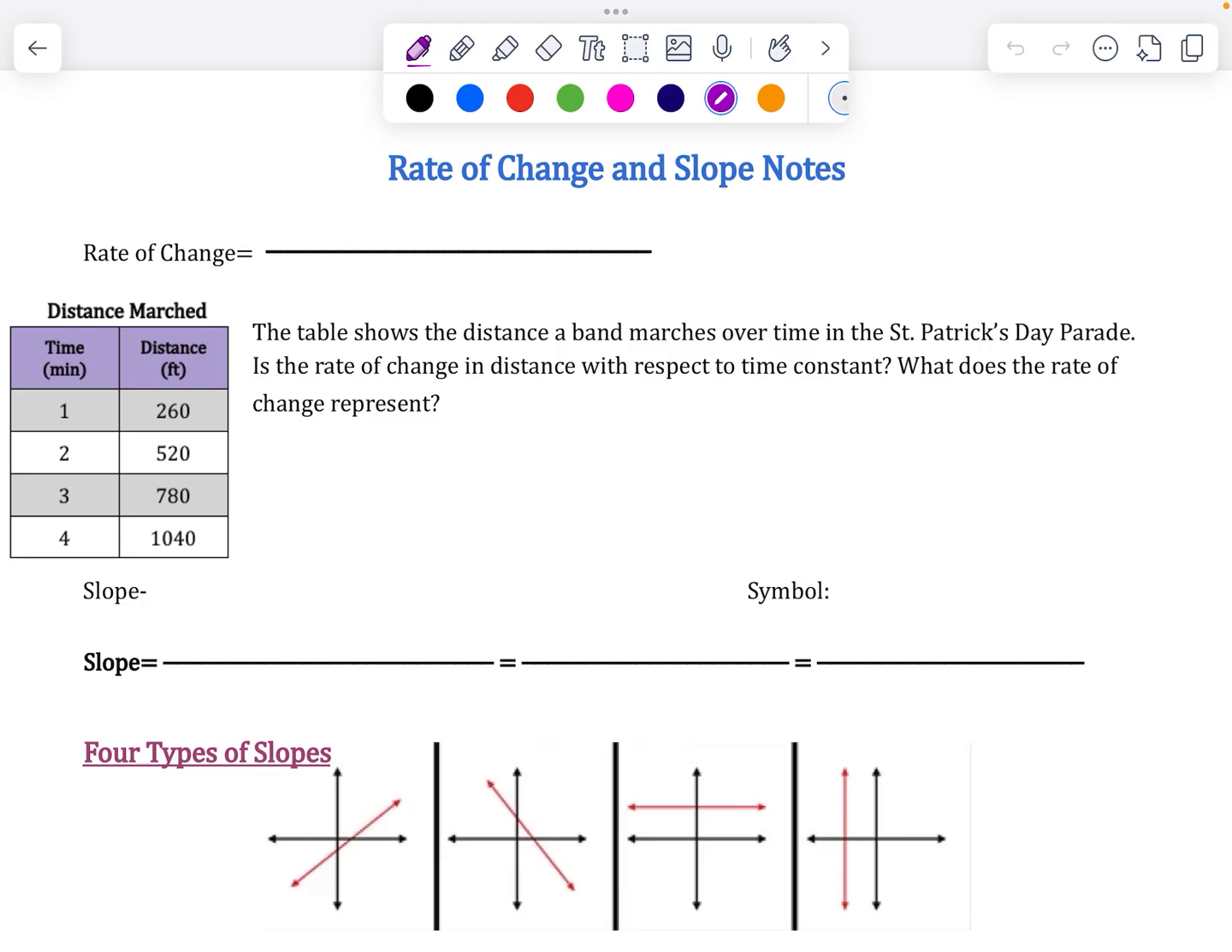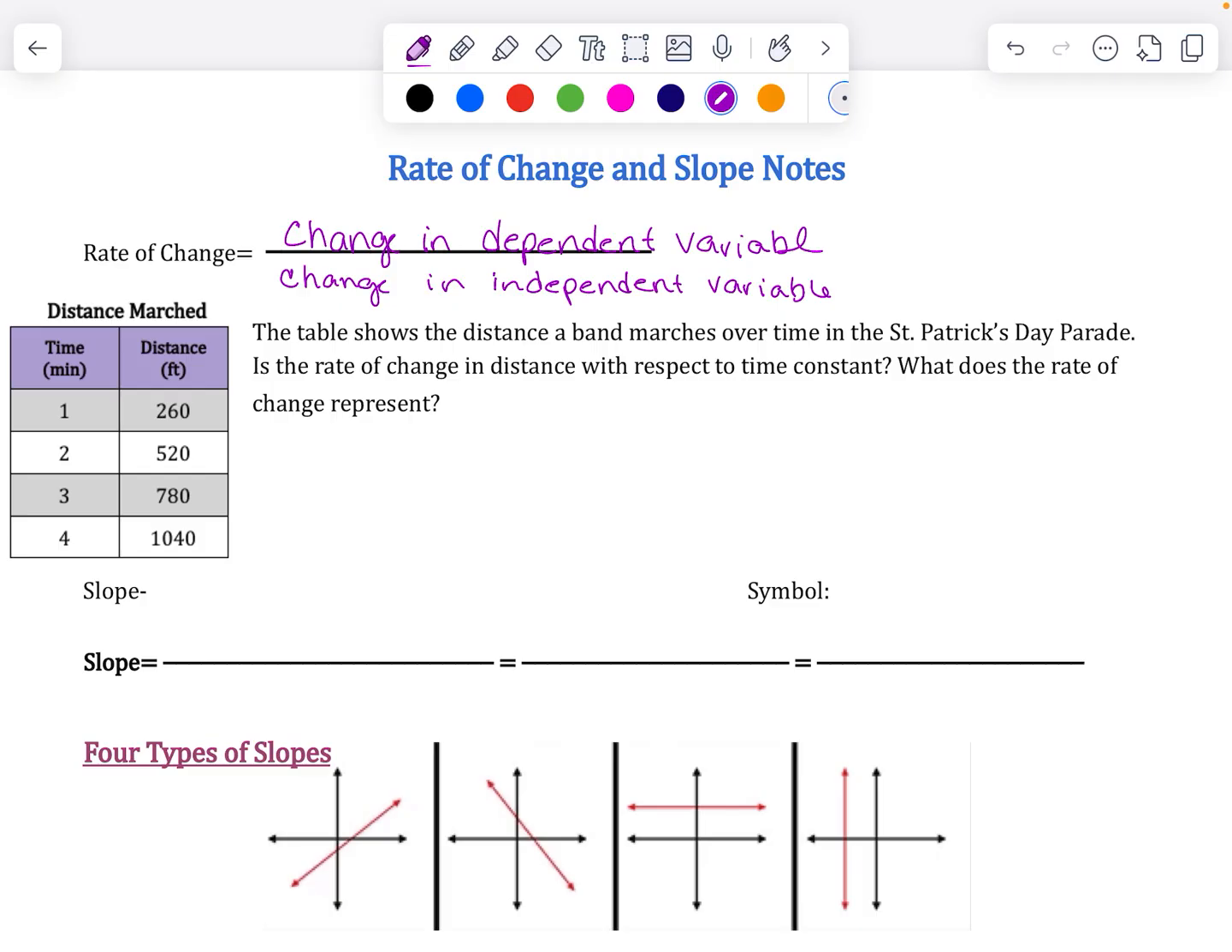All right, guys, so today we're going to be working on rate of change and slope notes. So first thing we need to know is that rate of change is going to be talking about the change in the dependent variable over the change of the independent variable. And that should be slightly familiar from science class when you talk about science experiments.